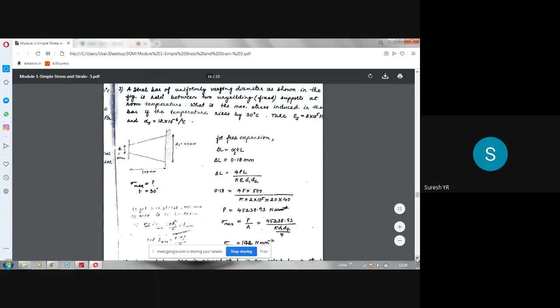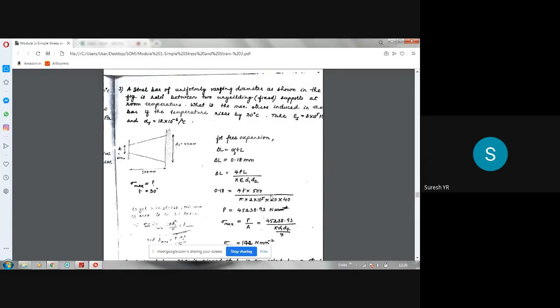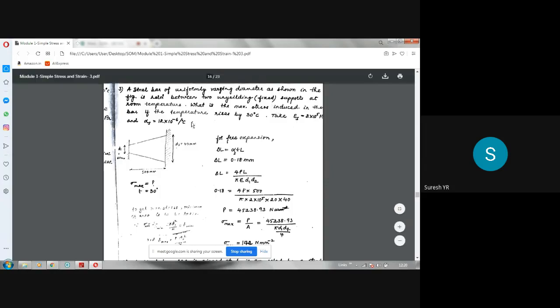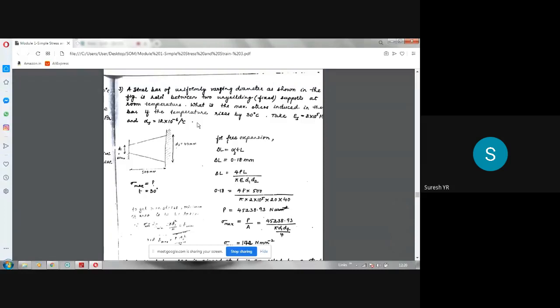See, what is the problem? A steel bar of uniformly varying diameter, as shown in the figure, is held between two unyielding supports. Unyielding means, once again, a fixed or restrained support. Yielding means it will have elongation; unyielding means there is no elongation. That is the meaning. Fixed or restrained support at room temperature. What is the maximum stress induced in the bar if the temperature rises by 30 degrees centigrade? Take ES equal to 2 into 10 power 5 MPa and alpha S as 12 into 10 power minus 6 per degree centigrade.